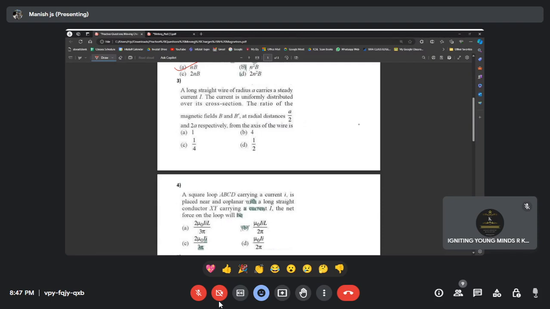4, sir? 4. How did you get 4? Can you tell me? Correct, tell me. For B and for B dash: B corresponds to A by 2 distance, and B dash corresponds to 2A. So what have you done? Which relationship have you used? Easy.